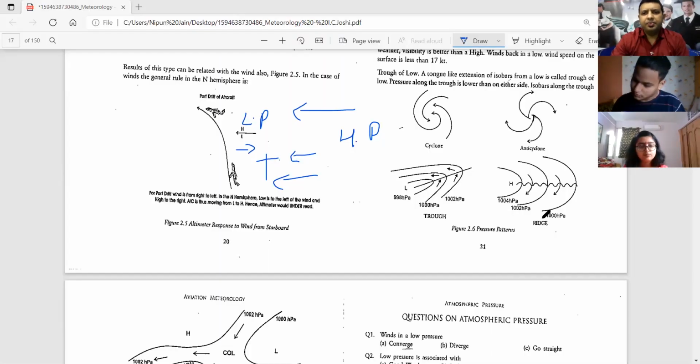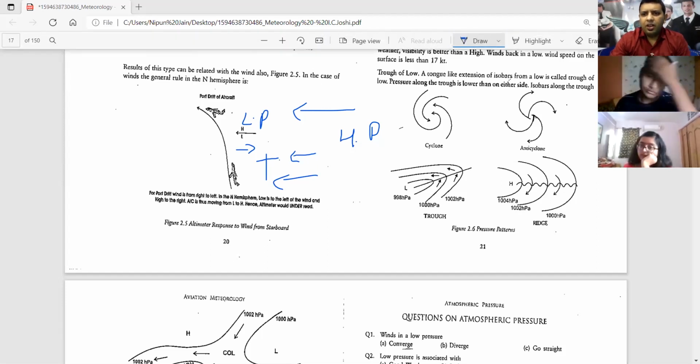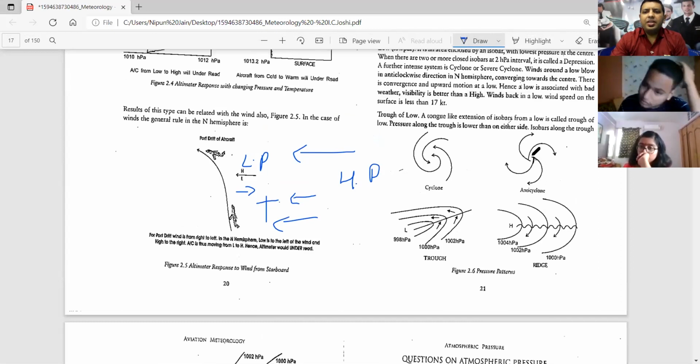So this is what they are trying to show you. See this diagram? This is the anticyclone system, which is also called a high pressure system. On the left is a low pressure system, which is a cyclone. An elongated area of low pressure is a trough. An elongated area of high pressure is a ridge.